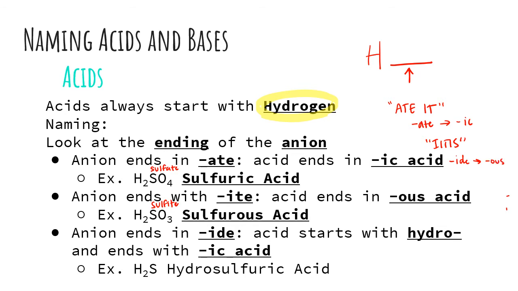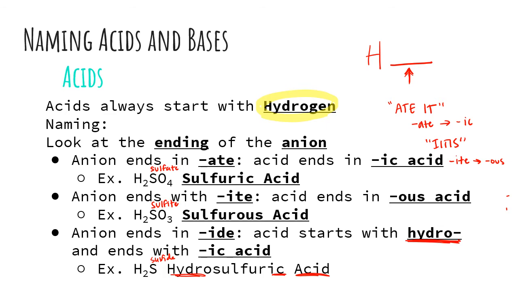The last example is if this something right here ends in ide. Whoops, I just realized I wrote ide up here. I meant to write ite. So ite becomes ous. Our last type of name is if this ends in ide. So for this example, when we have hydrogen with sulfur, that would be hydrogen sulfide. So this time we actually don't just change the ending, but we also add a beginning of hydro and then change the ending to ic acid. So we have hydrosulfuric acid.